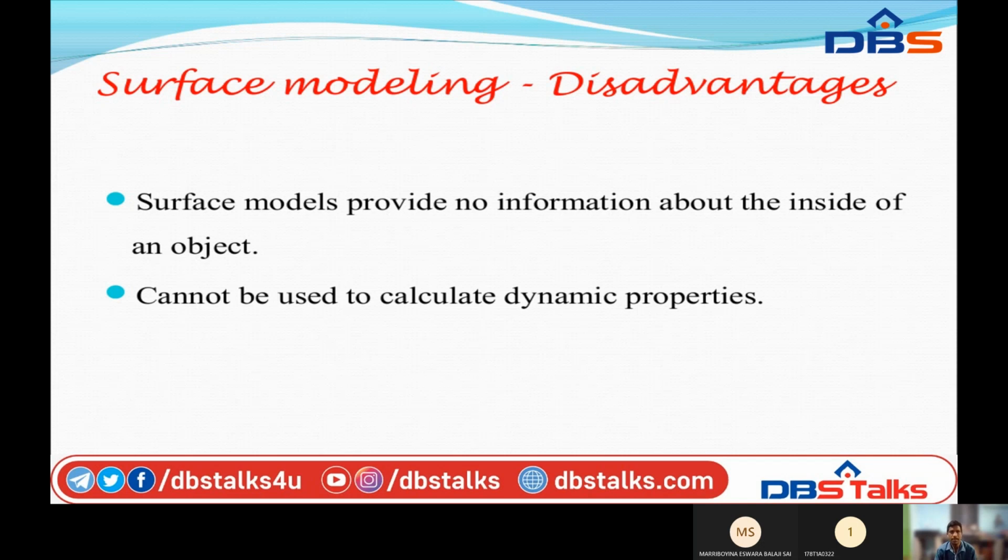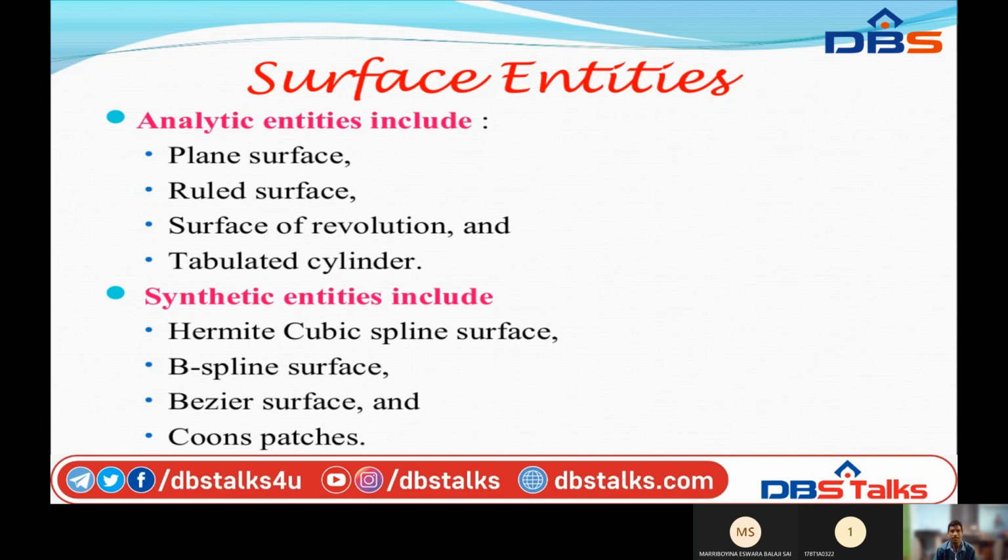Next, surface entities. Surface entities, or surface objects, are classified into two types. One is analytical surfaces. Next, synthetic surfaces. First of all, I am discussing analytical surfaces. Analytical means we see regular shapes like plane surfaces, ruled surfaces, surfaces of revolution, and tabulated cylinders. I will show all the pictures in the next slides.